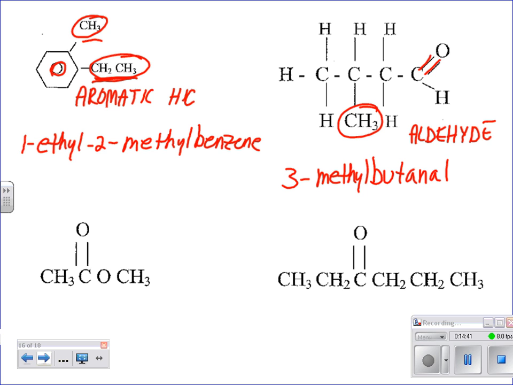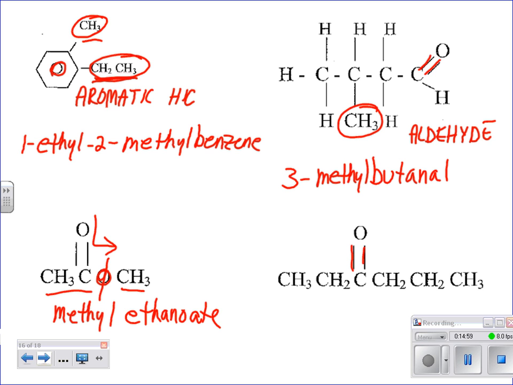Okay, next example. Got that oxygen hiding right in there, so that's what we have to think about. We're going to do this side first, which is methyl ethanoate. Okay, double bonded oxygen looks like a ketone. Here we've got it right there in the middle of our chain, so that's going to be a ketone.